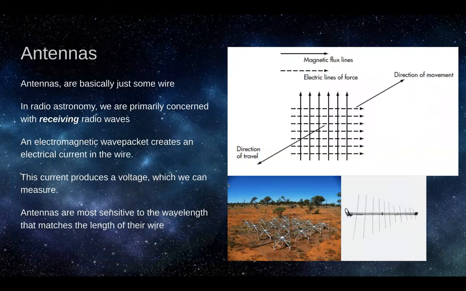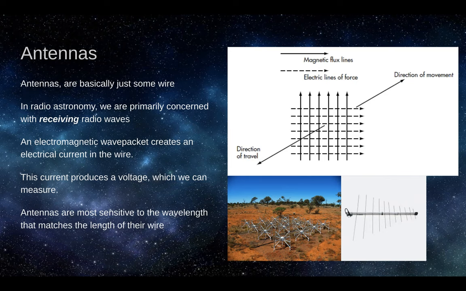So, okay, at the very basics, a radio telescope is fundamentally just an antenna. And what is an antenna? Well, it's basically just some wire. It's just some metal in effect. And in radio astronomy, we are primarily concerned with receiving radio waves as opposed to transmitting them. There are telescopes like Arecibo, which crashed down a few years ago, that could also transmit and do radar and things like this. But basically, we are primarily concerned about receiving radio waves.